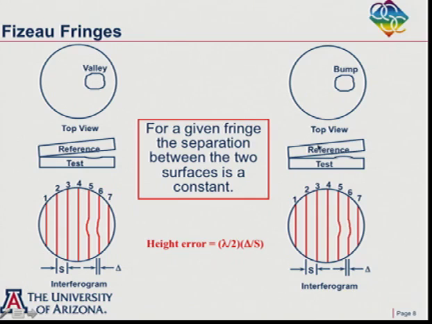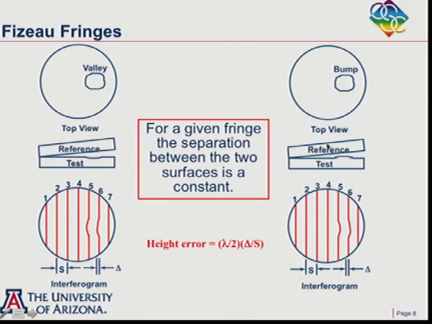Now, if I were to take this whole thing and move it up and down a little bit, we know that for a given fringe, the separation between the two surfaces is a constant. So if somehow I were to move the reference up to make the separation a little bit more, the fringes would move which direction here? They'd have to move towards the left. Because along that fringe, it's a constant separation. So if I were to increase the separation, that fringe would have to move in this direction here.